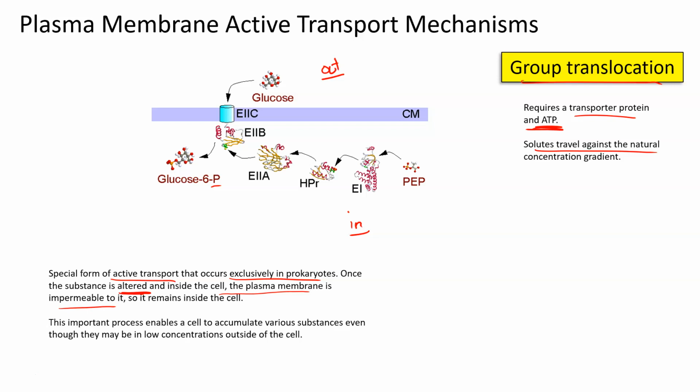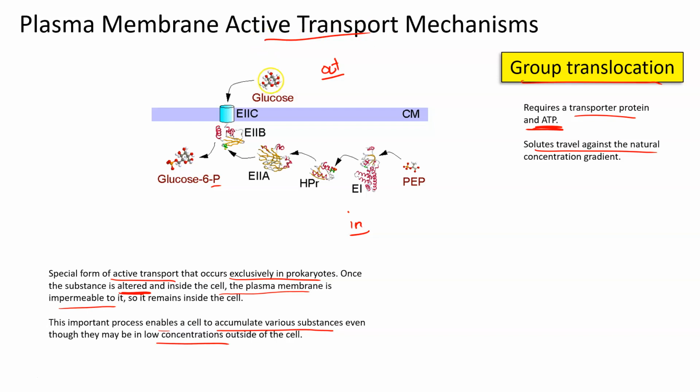When prokaryotes bring these molecules in, they slightly molecularly rearrange them to make the cell membrane impermeable to the product that it made, so that the cell doesn't have to fight to keep the molecules in. It can simply keep them in because the cell membrane will not allow them to move through. It enables the cell to accumulate various substances even though they may be in very low concentrations outside of the cell. And the reason I bring this in is that this is an active transport mechanism.